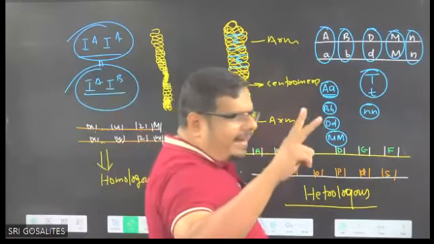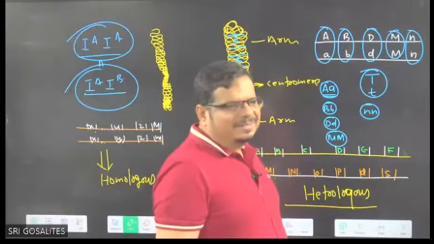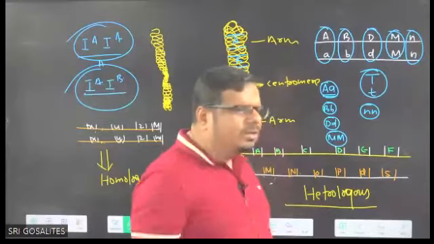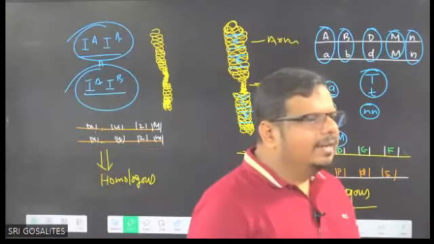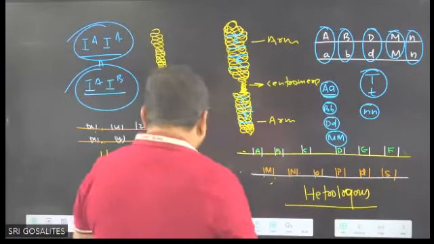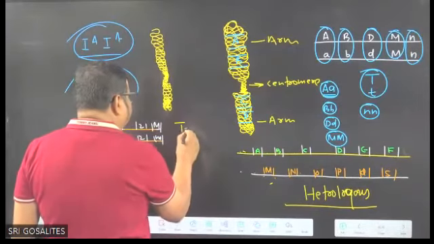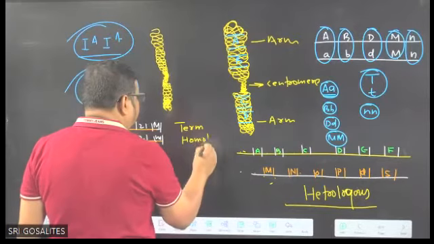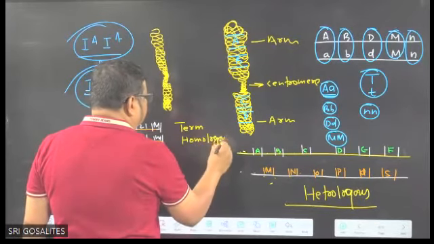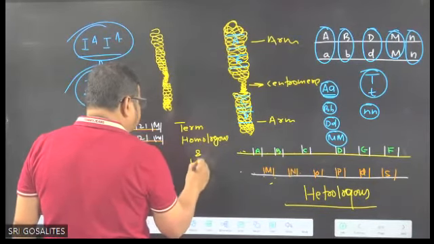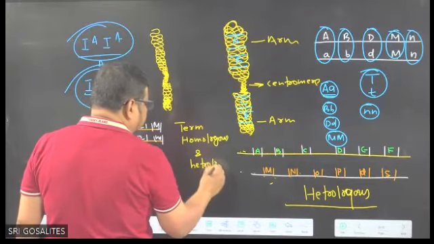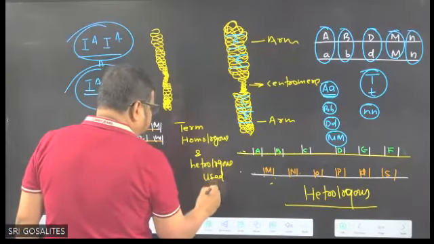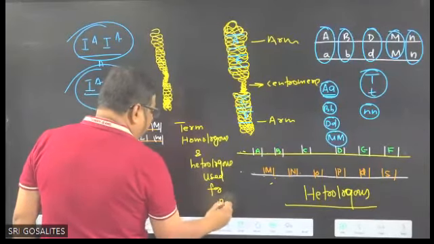No, for a pair we use the term heterologous, do not confuse. For a single chromosome we do not use the terms homologous and heterologous. Listen, the terms homologous and heterologous are used for a pair of chromosomes.